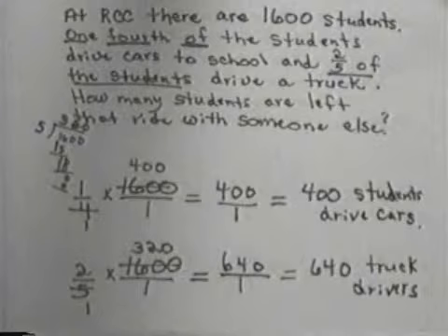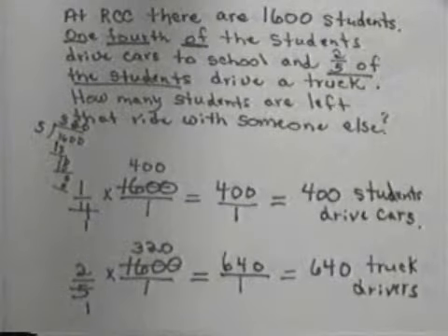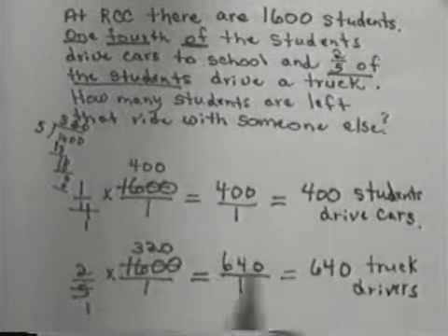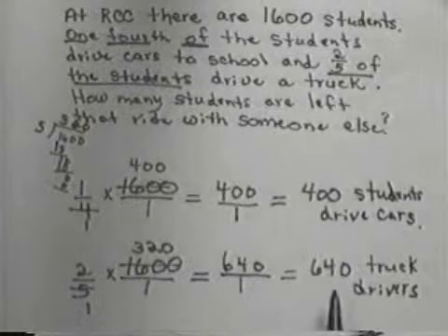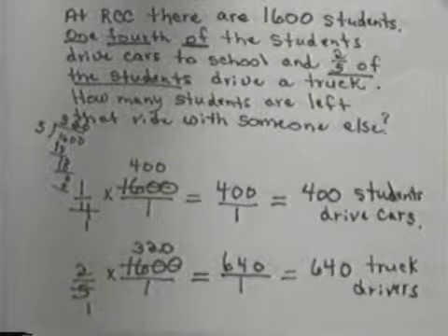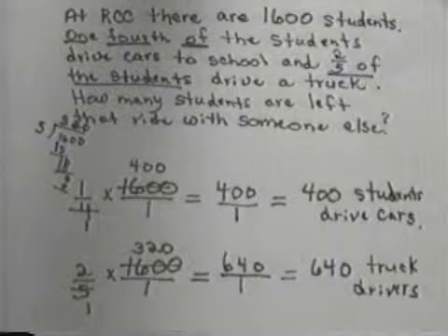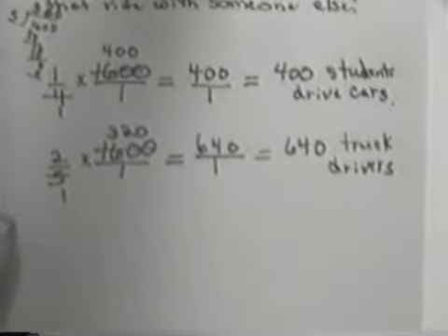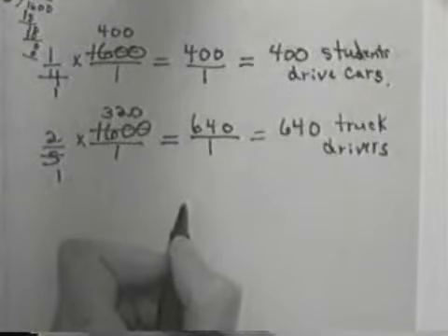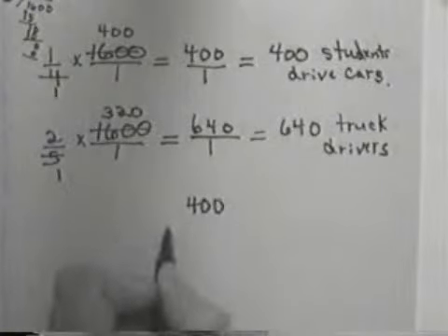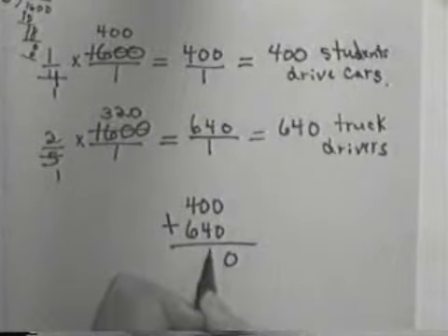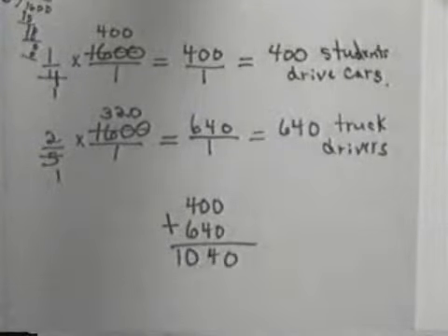Okay, so we've got the people that drive cars and the people that drive trucks. Now, we had 1,600 people in all. We've used up 400 people to drive cars, 640 people to drive trucks. So we've got to see how many people we've got left. Left generally means to subtract. So I'm going to have to move up here to give us a little bit more room. Let's see how many people we've already used up. We've used up 400 people and 640 people. So we've used up 1,040 students already.